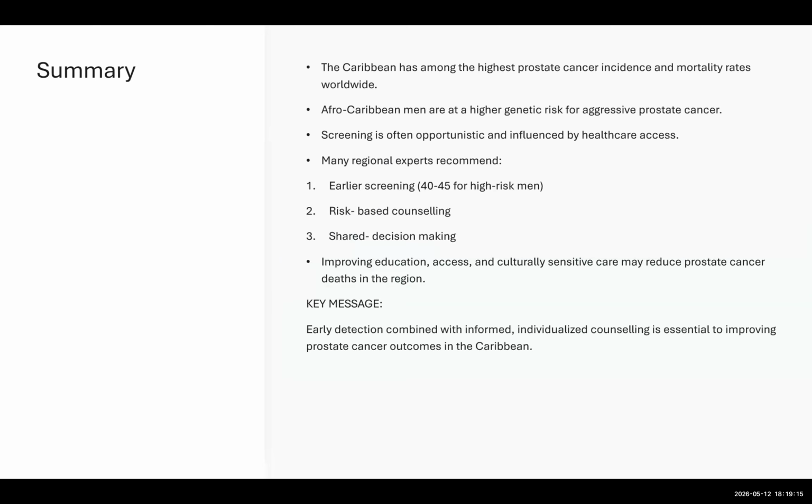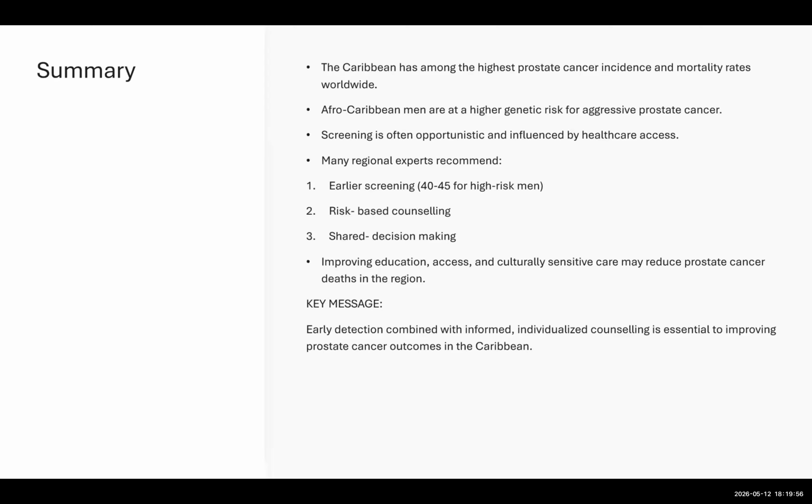Next slide. So in summary, bringing all this together, the Caribbean has among the highest prostate cancer incidence and mortality rates worldwide. Afro-Caribbean men are at a higher genetic risk for aggressive prostate cancer. Screening is often opportunistic and influenced by healthcare access. And many regional experts recommend earlier screening, 40 to 45 for high-risk men, risk-based counseling, and shared decision-making, which is very important. Improving education, access, and culturally sensitive care may reduce prostate cancer deaths in the region.